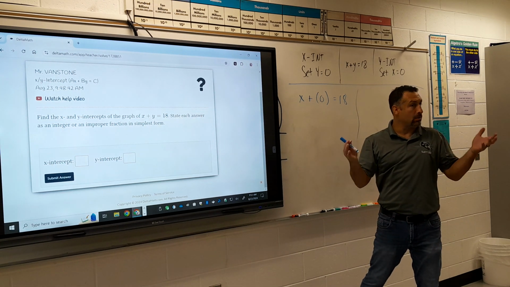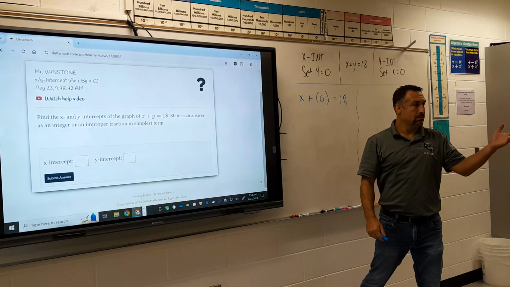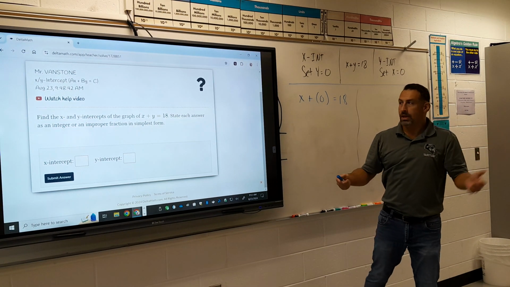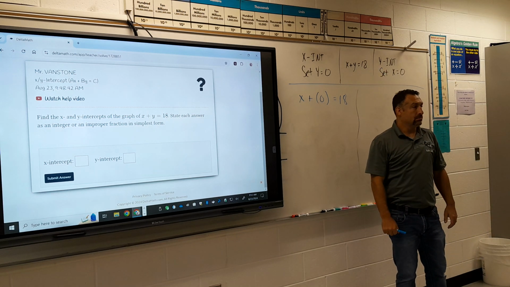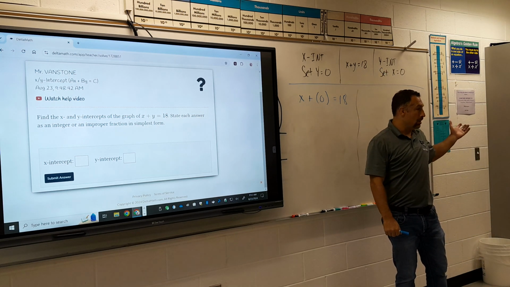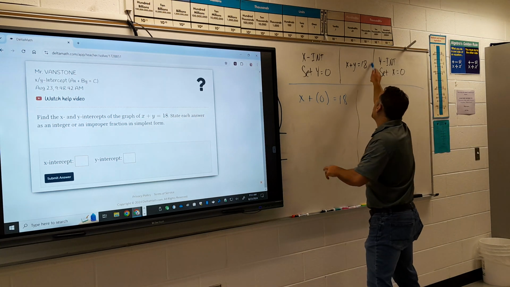So there's only x and y. So if you're finding the x-intercept, the other letter is y, and that's the one that's 0. And if we're looking for the y-intercept, the other letter is x, and that's the one you make 0. It's kind of easy. So here's our equation.